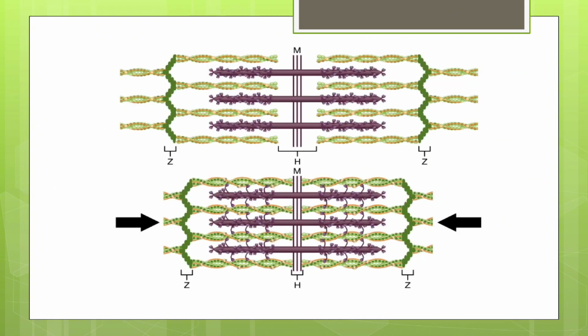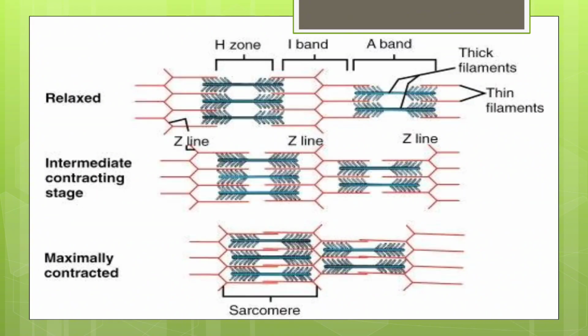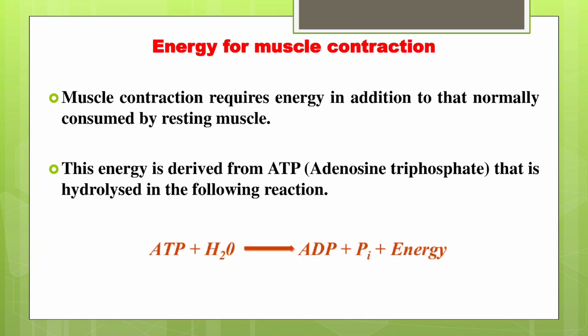The decrease in sarcomere length during contraction of skeletal muscle. The A band width is constant during all phases of muscle contraction, but the I band and H zone widths change. These widths are greatest when the muscle is stretched and decrease as the muscle shortens. In severely contracted muscle, actin filaments meet, or even overlap, in the center of the H zone, and Z discs may abut on the ends of the myosin filaments. This picture shows the structure of the sarcomere during the relaxed state, the intermediate contracting stage, and the maximally contracted state.